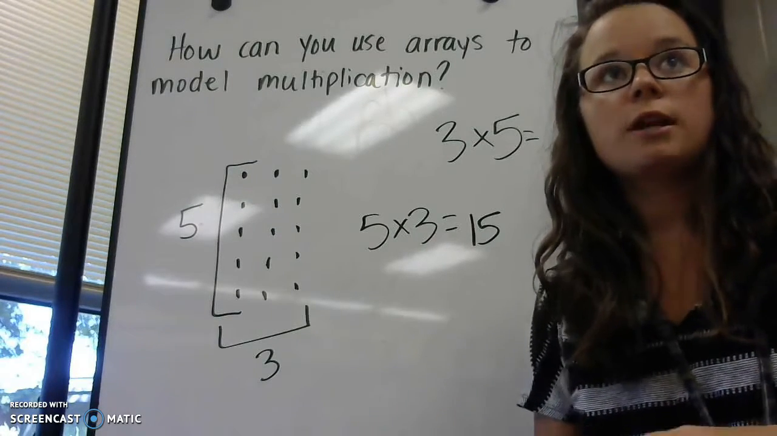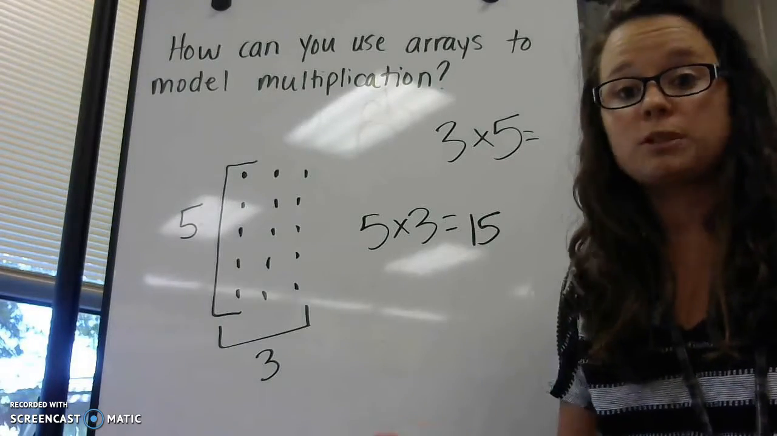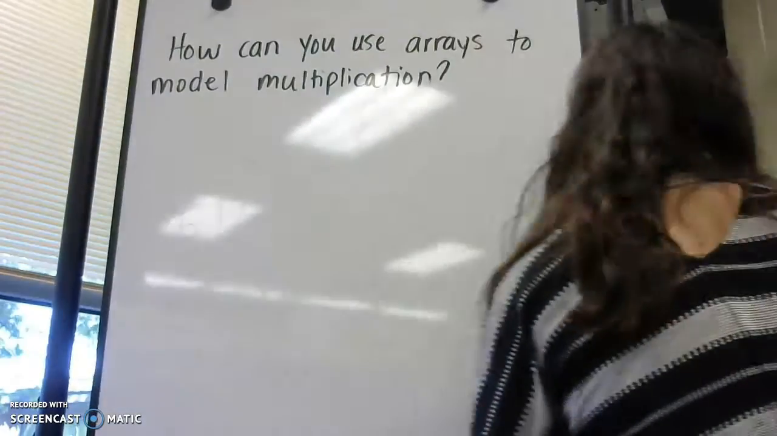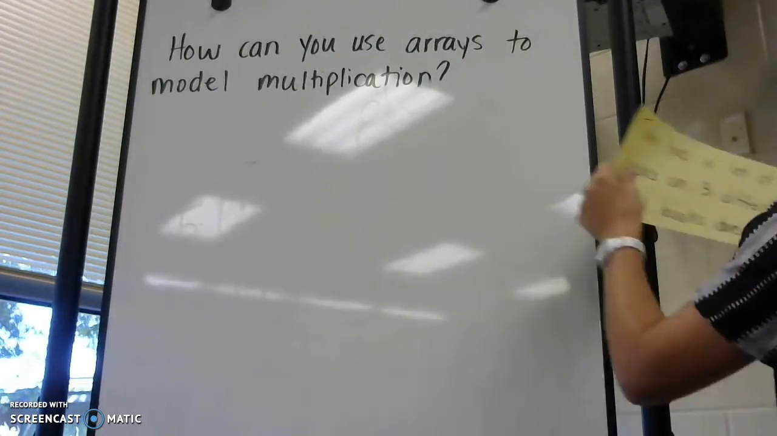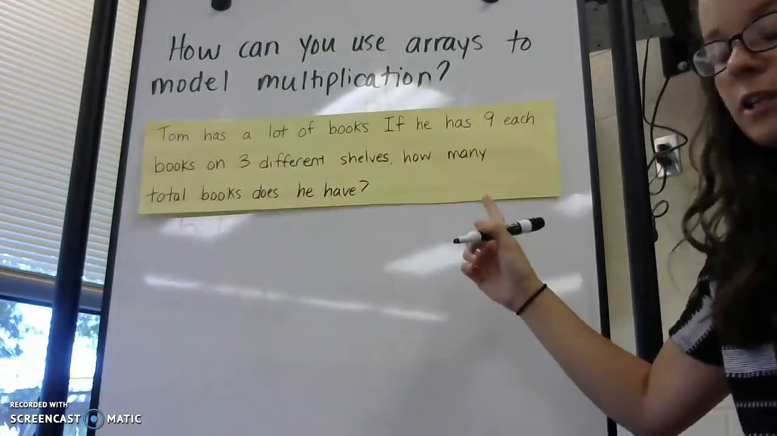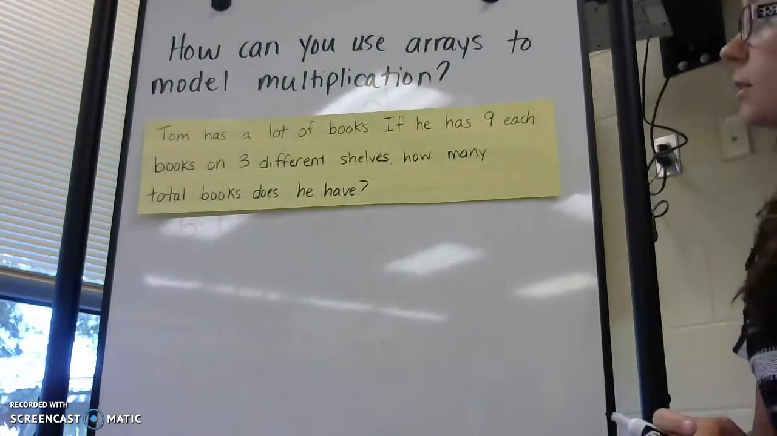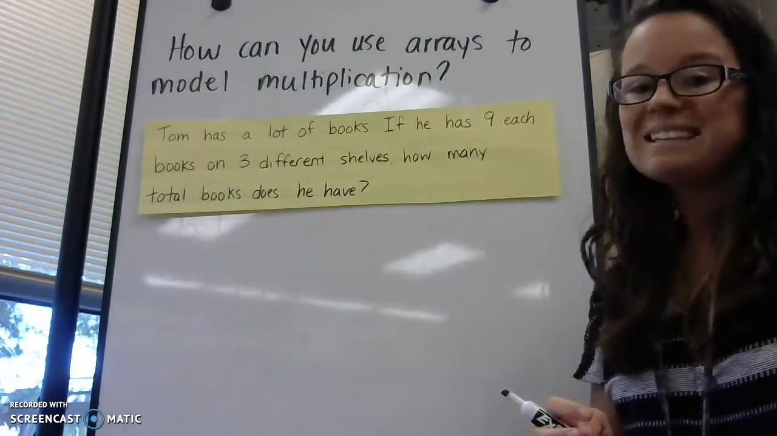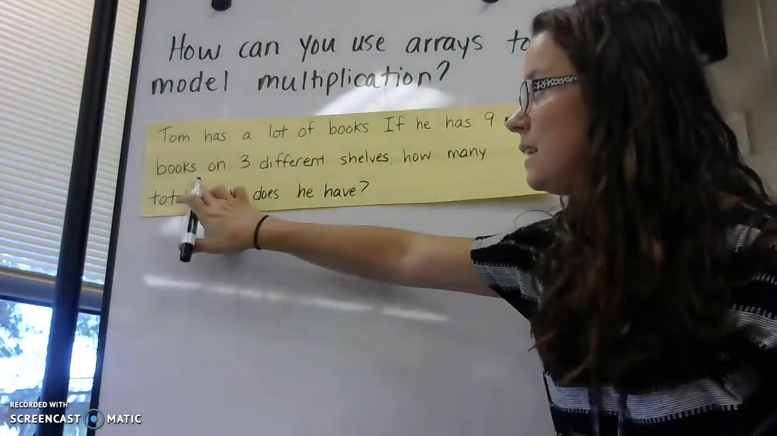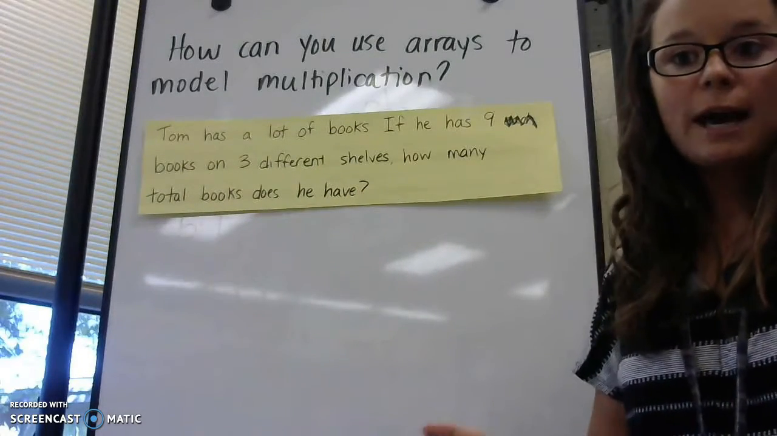So what I'd like to do is look at a few word problems to get us familiar with some vocabulary that's going to help us figure some of these problems out. Follow along as I read. The problem says, Tom has a lot of books. He has 9 books each on 3 different shelves. How many total books does he have?